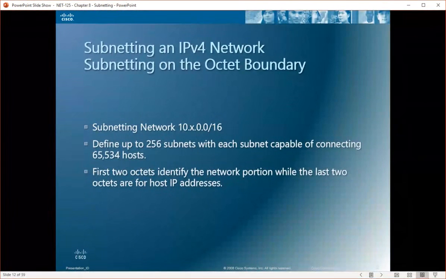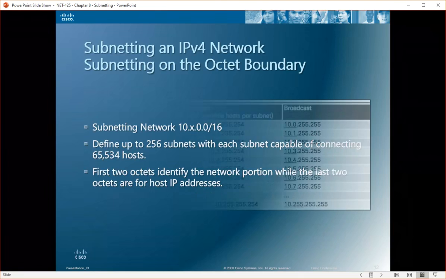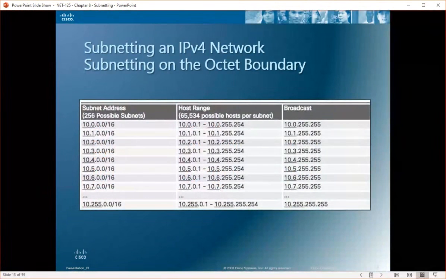Now, let's go ahead and use an example of subnetting the network 10.0.0.0/16. We can define up to 256 individual subnets, with each subnet capable of connecting over 65,000 hosts. Because we're using the /16 mask, we know that the first 2 octets are going to be the network portion, and the last 2 are going to be for the host. So let's take a look at how this construction goes.